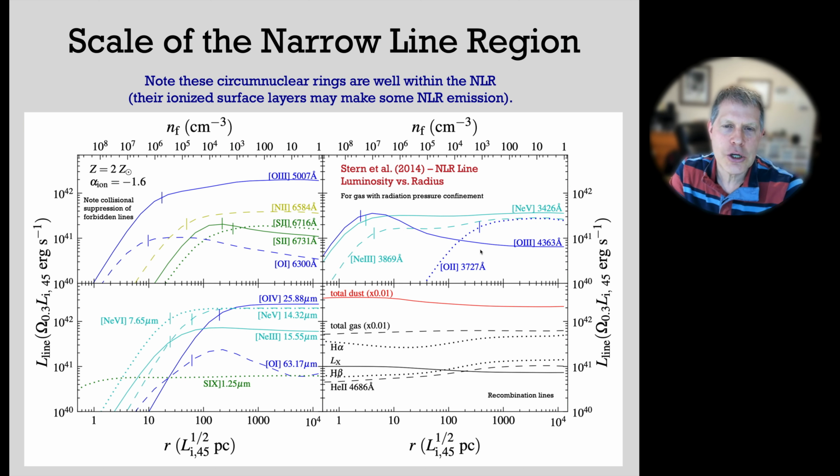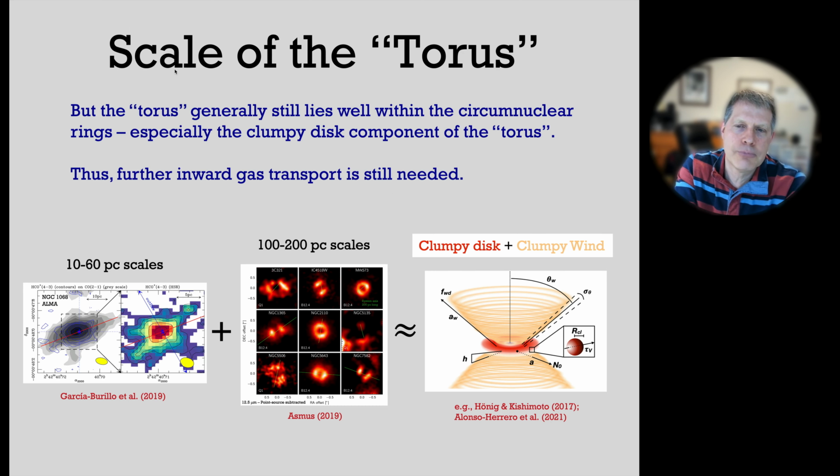Okay, so that's the sort of size scale. We're talking now of material that has been transported inward by a large-scale galactic bar down to sort of the size of the narrow line region. Now, if we consider even smaller scale AGN structures, the next scale to consider is the scale of the torus. And as we've learned in our lecture on the torus, it is a complex object likely consisting of a clumpy disk and a clumpy wind, shown by this schematic here. But the torus, and especially the clumpy disk component of the torus, what has typically been thought of as the torus, the donut, that component still lies well within the nuclear ring.